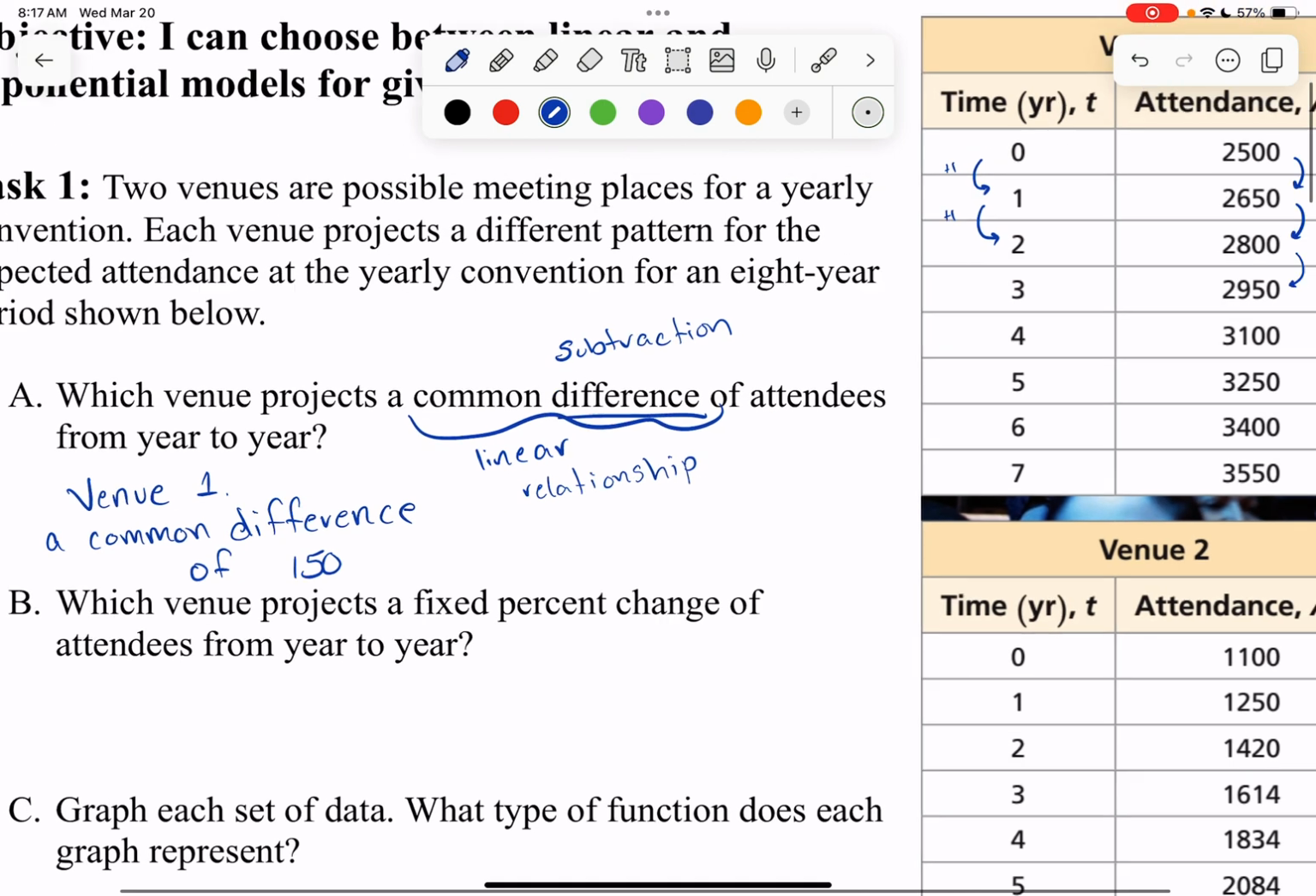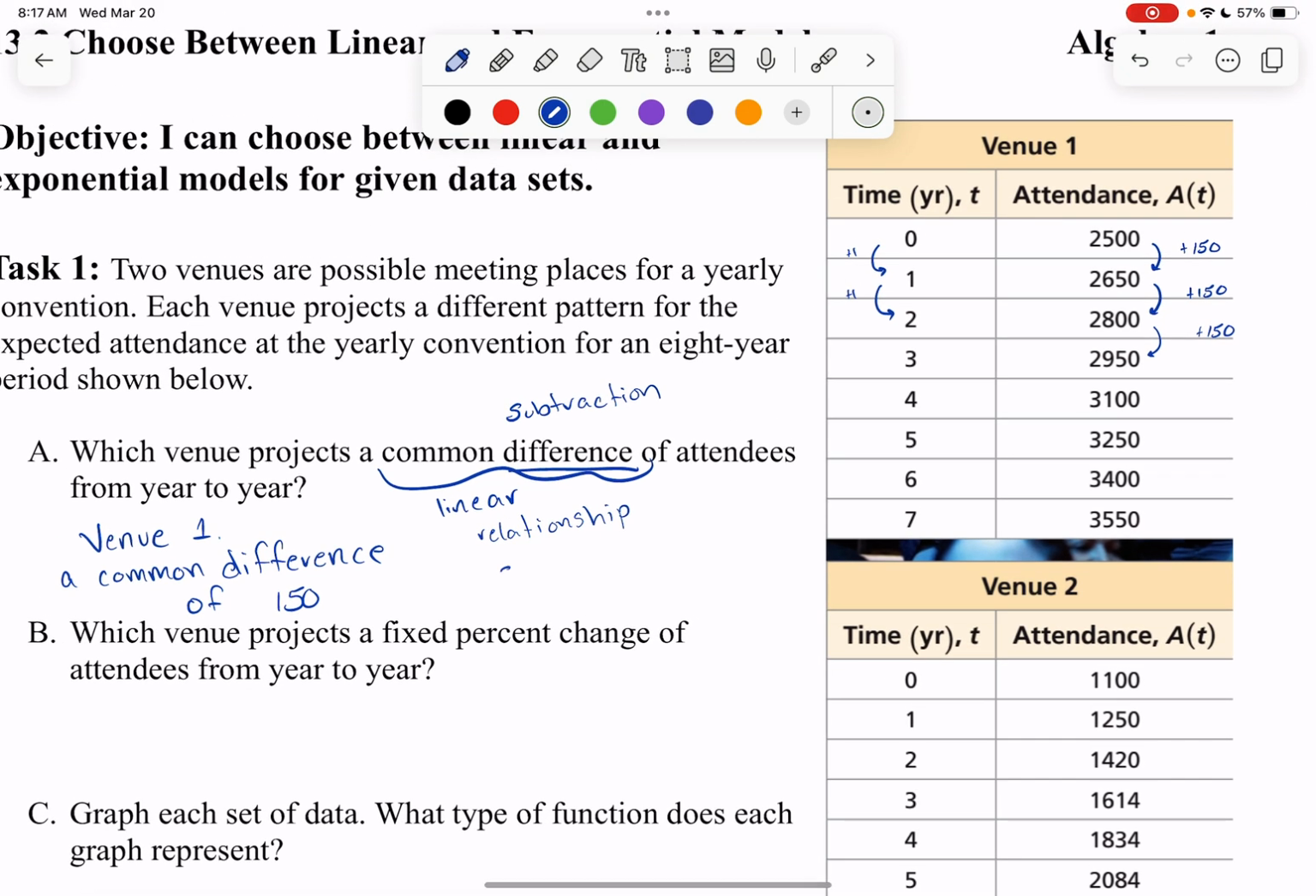A common difference of 150. That helps me with the slope a bit. For every one in my run, it goes up 150 for every 1 year. So the slope is in, not dollars, people. We're talking people here, 150 people per year. This is our rate of change. If you remember from our linear equations, our rate of change is 150 people per 1 year. That's the rate at which the attendance is changing. It's going up by 150 people per year.